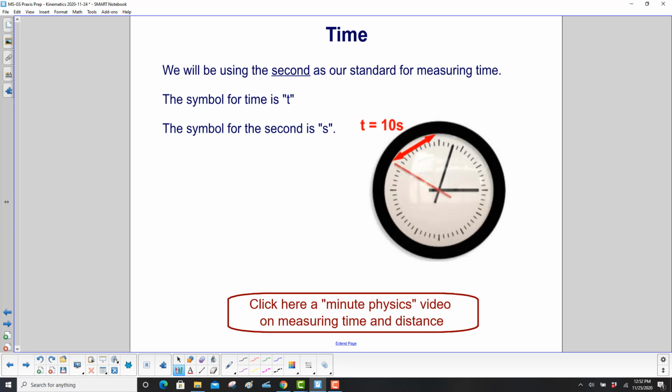We'll be using the second as our standard for measuring time. The symbol for time is lowercase t. The symbol for second is s. So the distance here is 10 seconds on the face of the clock there. And you can click here for a nice video on measuring time and distance.